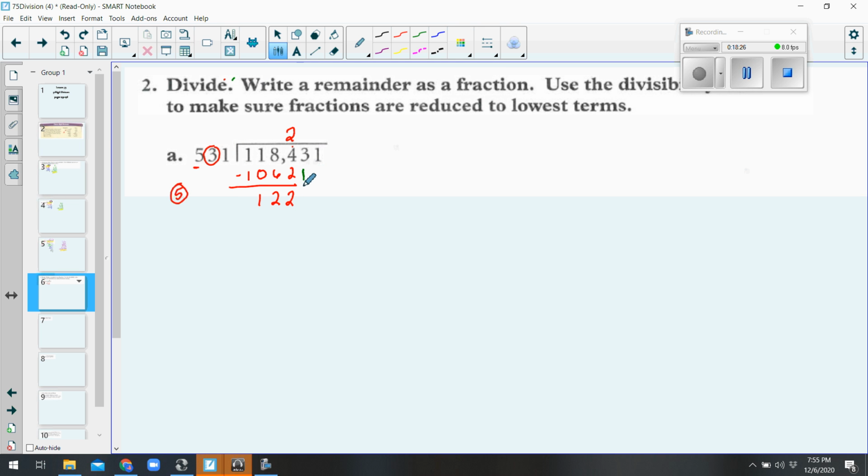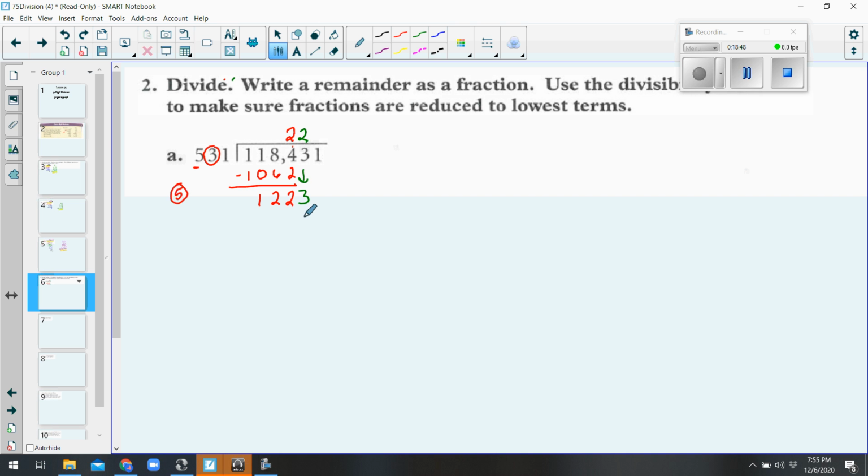So I'm going to bring down my 3. Go back to your 5, your guessing number. Will 5 go into 1? No, it won't. Will 5 go into 12? Yes, it will. It will go 2 times. So I'm guessing that 531 will go into 1,223 2 times.